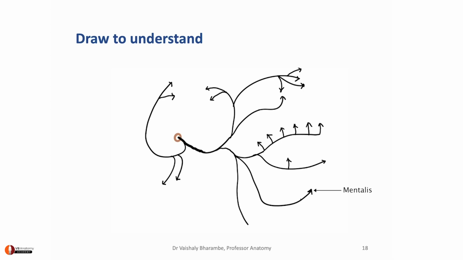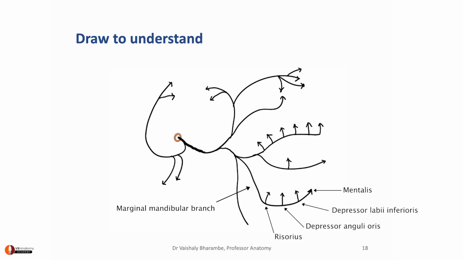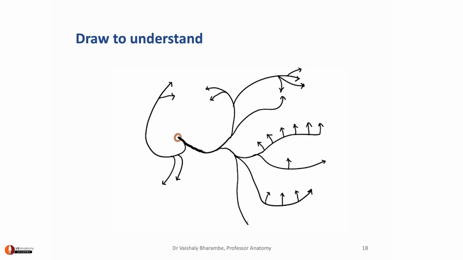So, mentalis, depressor labii inferioris, depressor anguli oris, and the risorius are all supplied by your marginal mandibular nerve. Finally, the cervical branch goes down into the neck to supply your favorite muscle, the platysma.